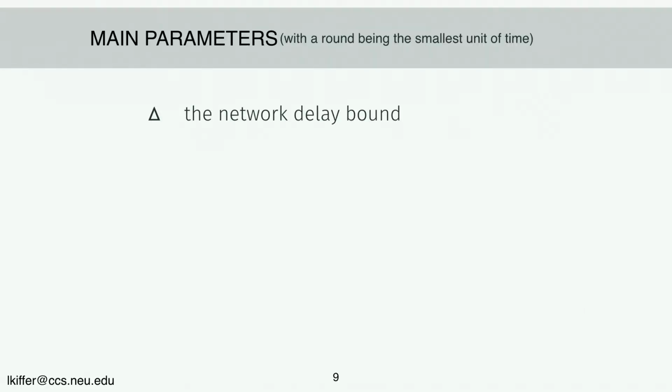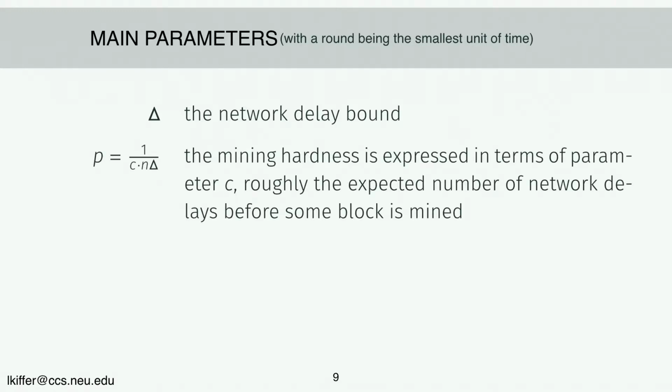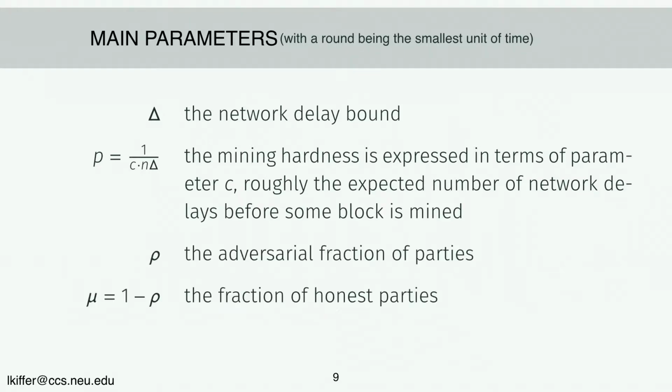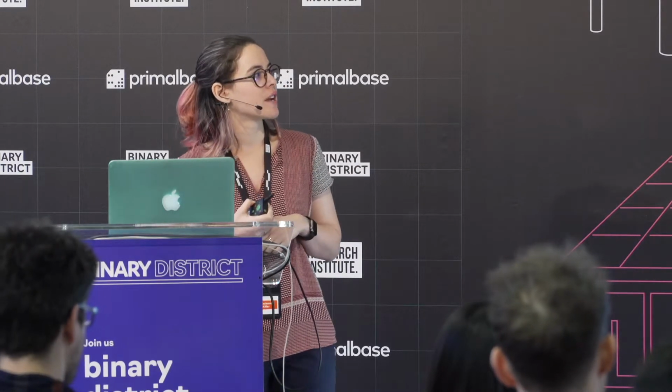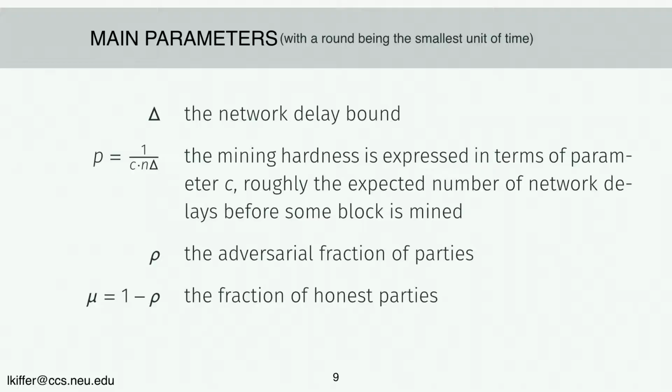And so the parameters in this network are delta, which is going to represent our network delay. So the adversary can delay blocks up to delta rounds. We have the probability of mining, and this is in terms of this variable c, which roughly means that a block is going to be found every c times delta rounds. And then rho is going to be your maximum fraction of adversarial parties, and mu is going to be your honest fraction.